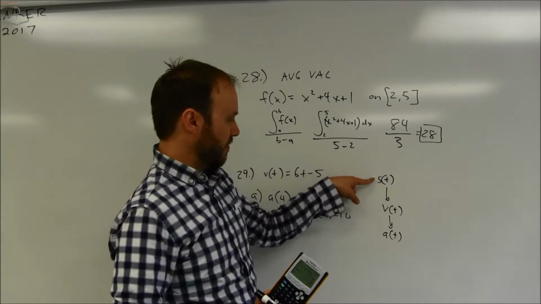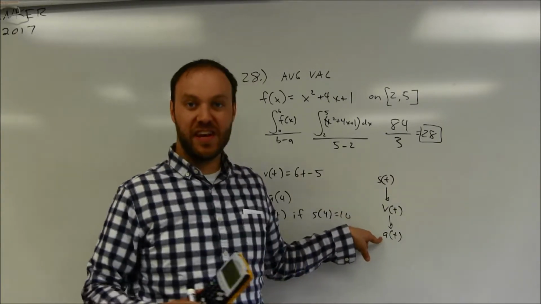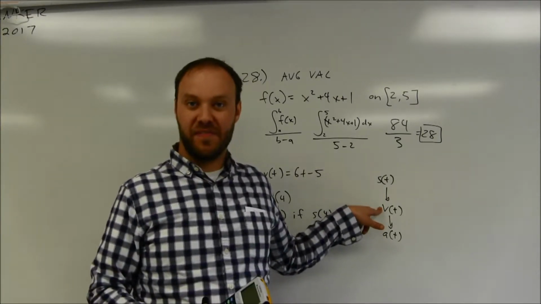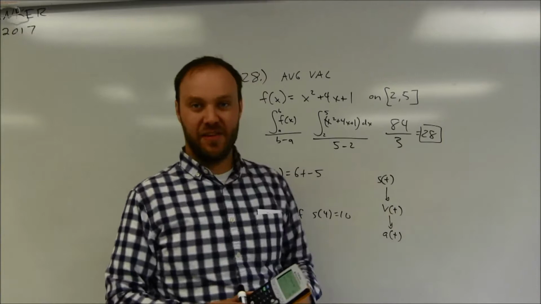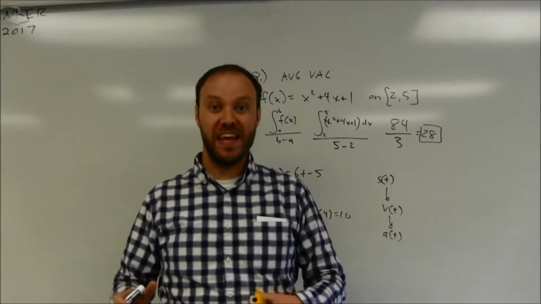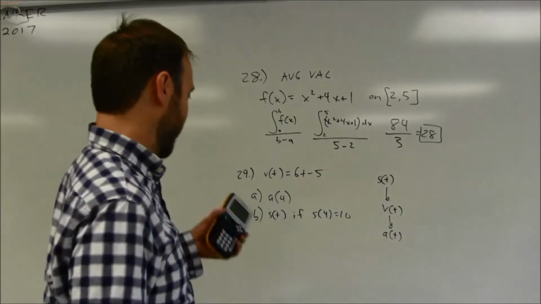So you're taking the derivative of position to get velocity, the derivative of velocity to get acceleration, or you can go backwards. If they give you acceleration, you can take the antiderivative to get velocity, or you can take the antiderivative of velocity to get position. And you should expect to be able to start with any one of those equations and find the others if you're given the appropriate information.